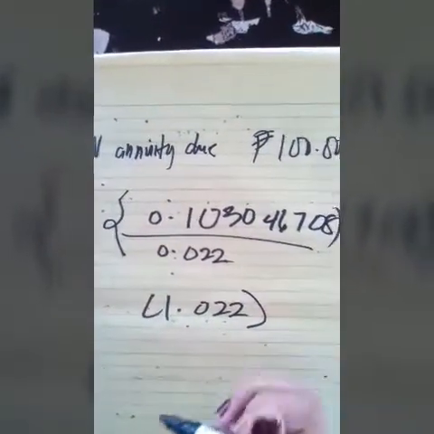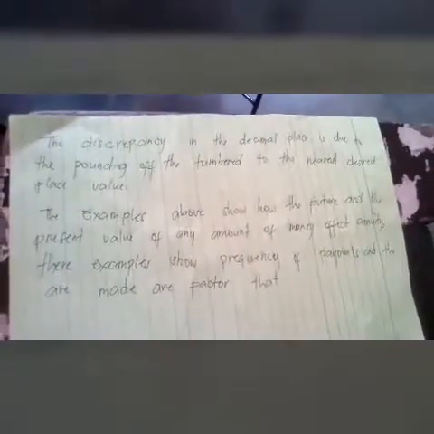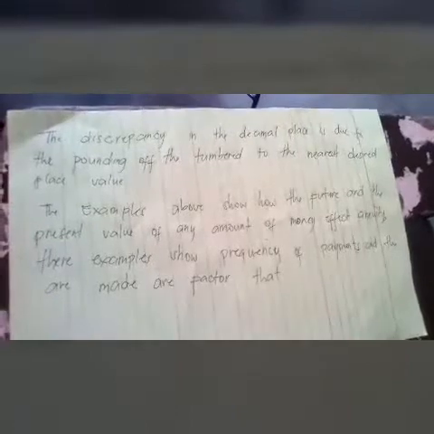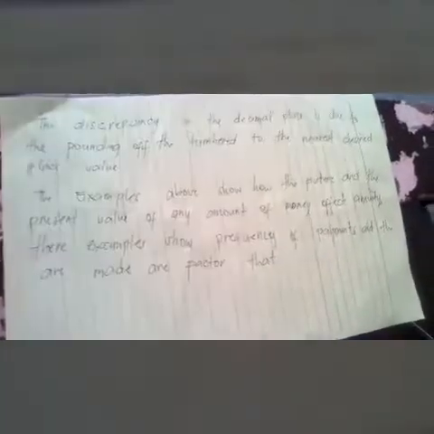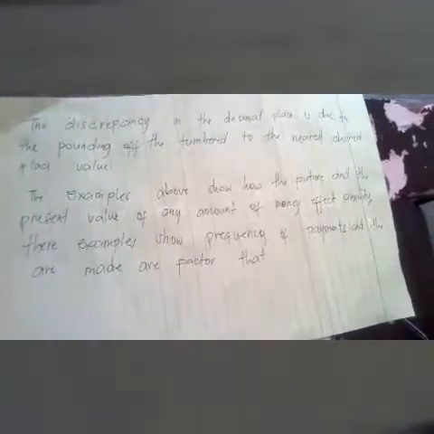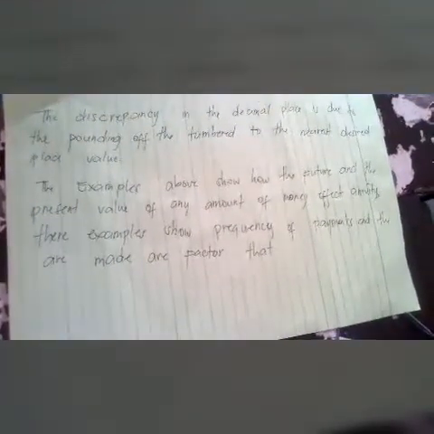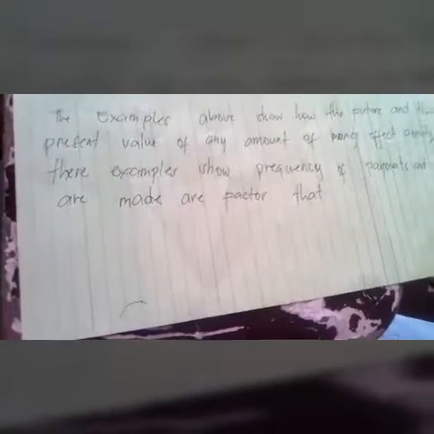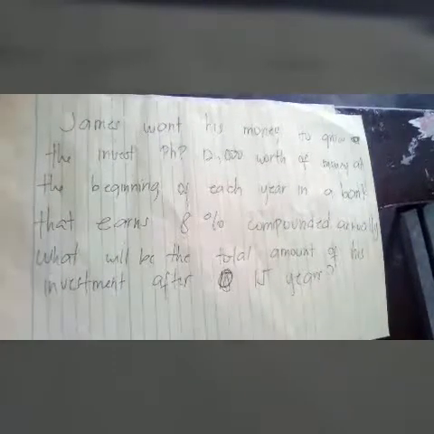The discrepancy in the decimal place is due to the rounding of the number to the nearest desired place value. The example above shows how the future and the present value of any amount of money affect an annuity. These examples show that the frequency of payments and when they are made are factors. This is another example.